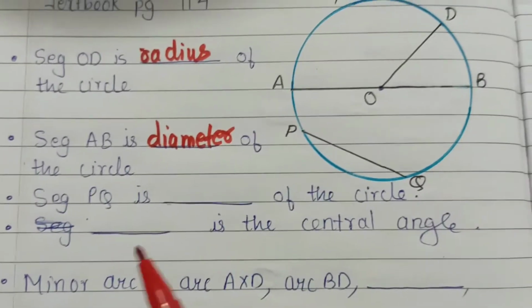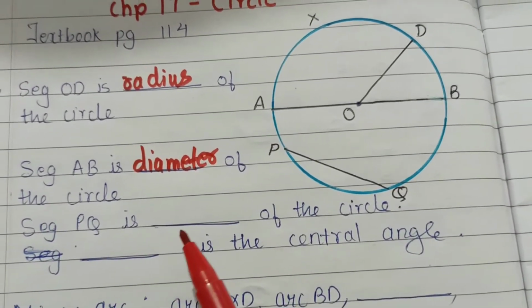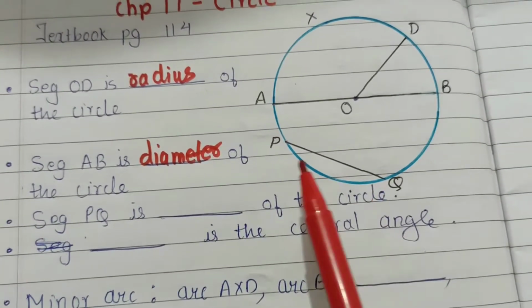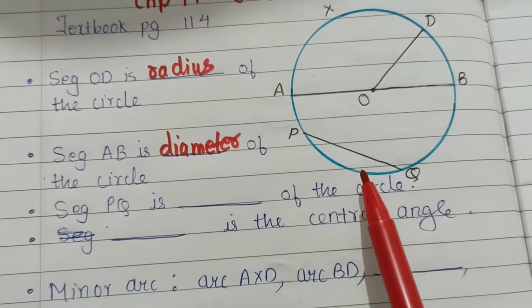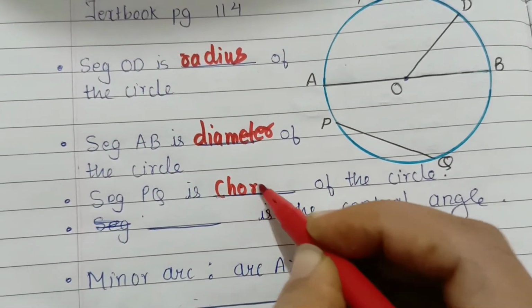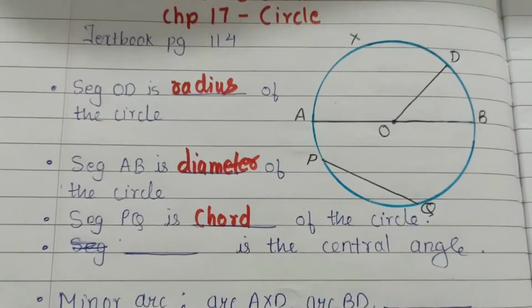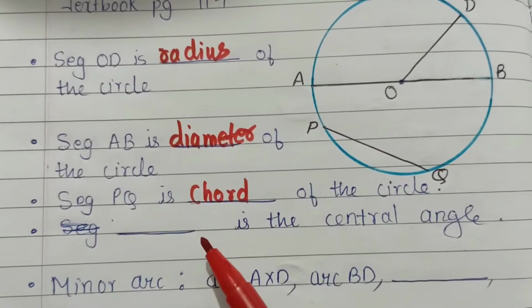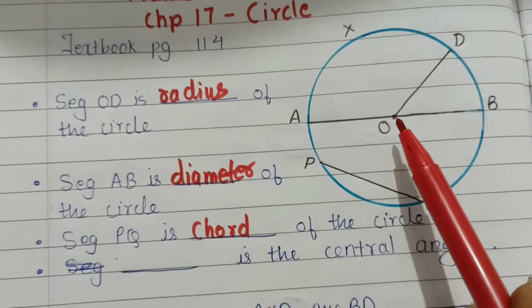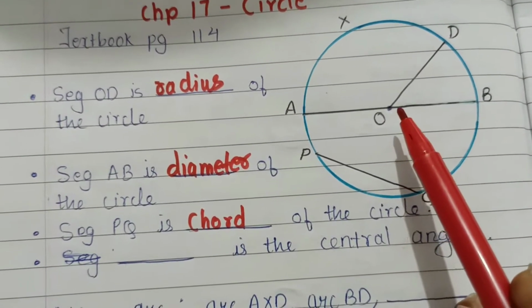Next, segment PQ is dash of the circle. Segment PQ. So it is the chord of the circle. Next, dash is the central angle. So O is the center point. So that means this will be a central angle.